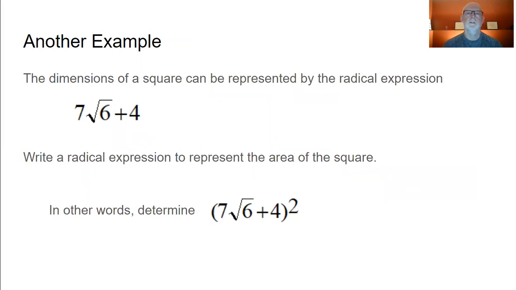Another example, the dimensions of a square can be represented by the radical expression 7 root 6 plus 4. So let's write a radical expression to represent the area of the square. The square has all sides of the same length. So we're looking at 7 root 6 plus 4 squared, multiplied by itself. So if you see a binomial squared, it means that there are two binomials, 7 root 6 plus 4 and 7 root 6 plus 4.